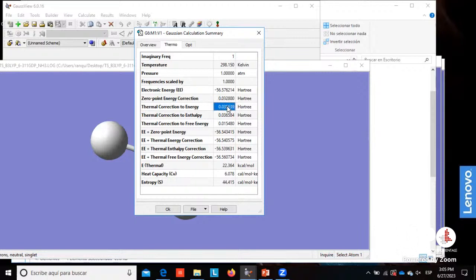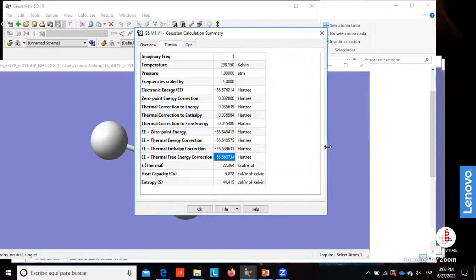And then you have these thermal corrections to energy, enthalpy and free energy, so that here by the end, you can have this electronic energy plus thermal free energy correction, which incorporates the zero-point energy as well. Okay. So this is the value that we actually need if we want to calculate the activation Gibbs free energy, all right, with our method.